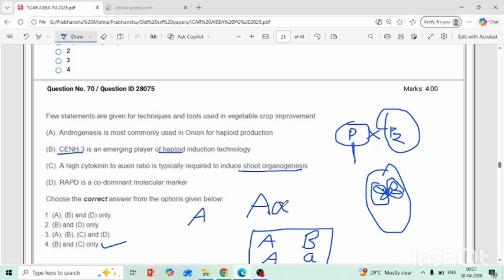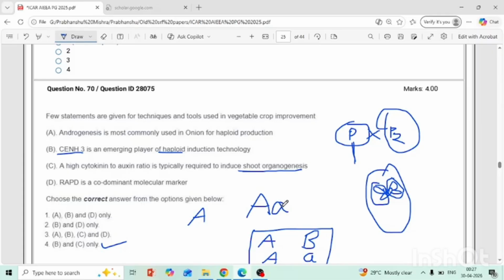Another is the climbers and their scientific names. So the coral vine, that is Antigonon leptopus. The special character of this Antigonon is the pink color flower. Okay, pink flower. Another is the trumpet climber, that is Campsis grandiflora. This has orange color flowers.